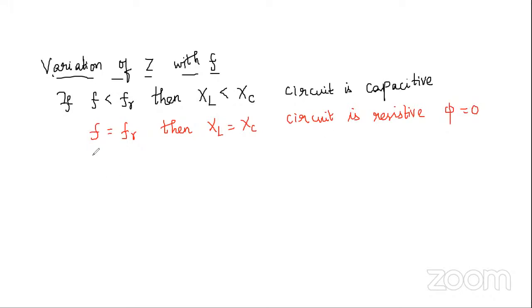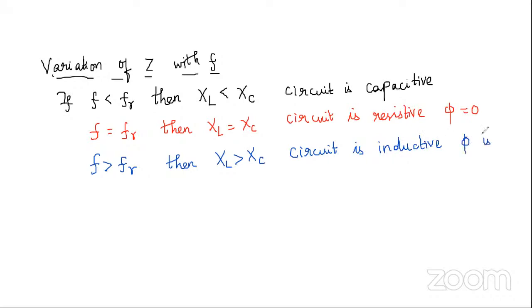But if your frequency is greater than resonance frequency, what will happen? Then your XL will be greater than XC. So circuit is purely inductive. Okay. Circuit is purely inductive. So here phi will be positive. In the capacitive case, phi is negative. So all these are important.